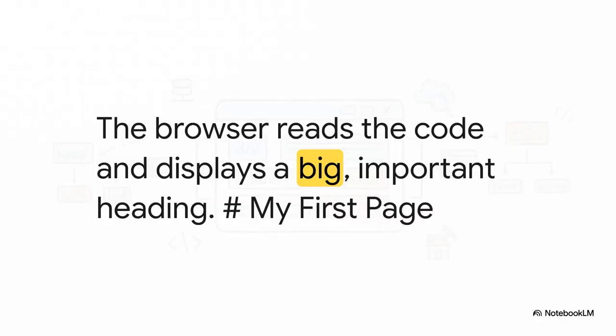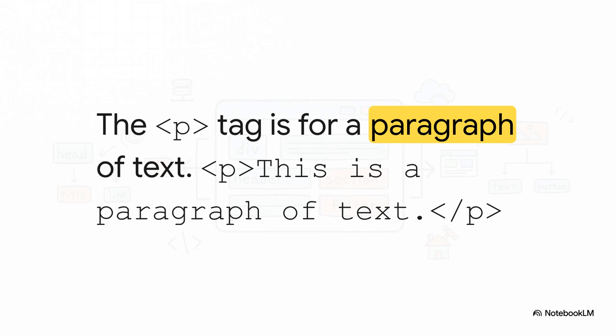The moment the browser sees that H1 code, it knows exactly what to do. It displays that text as a big, bold, important heading. See? The tag is the instruction, and this right here is the visual result. Pretty cool, right? Okay, let's do one more.